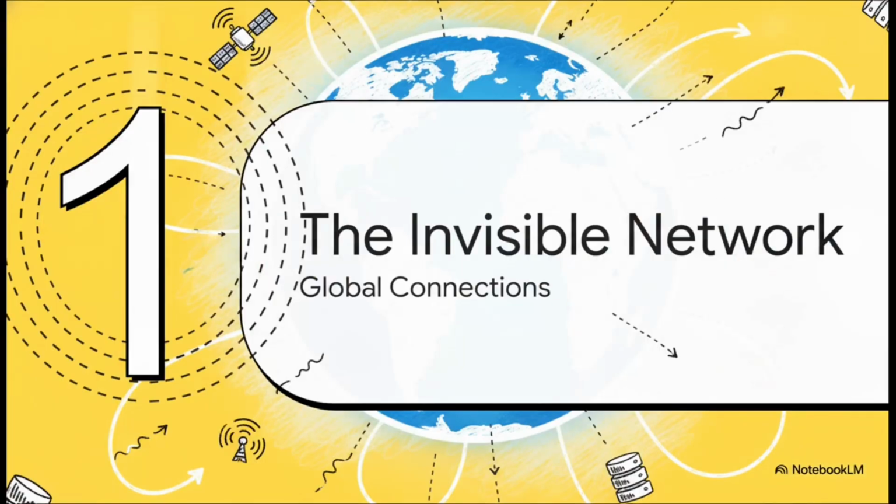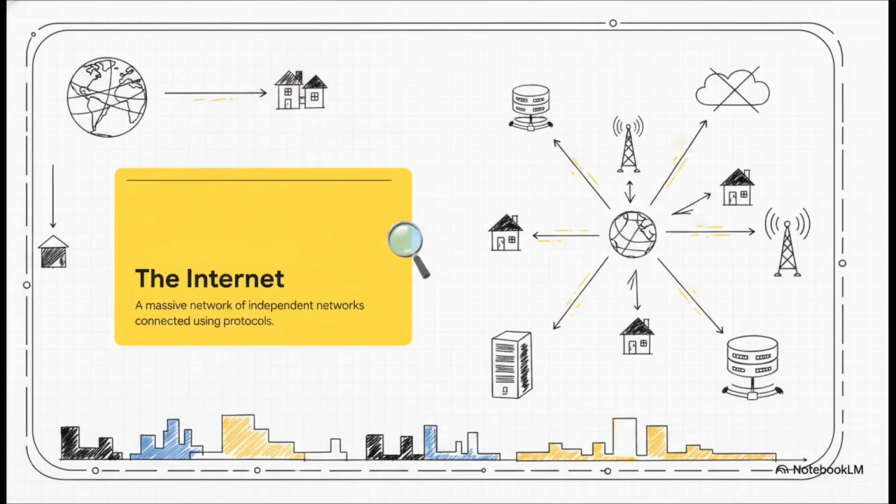Section 1. The invisible global network. We always talk about connecting to the internet, but the crucial point here is that the internet isn't a single giant machine. It's definitely not a magical cloud floating in the sky. It's actually a physical network of networks.